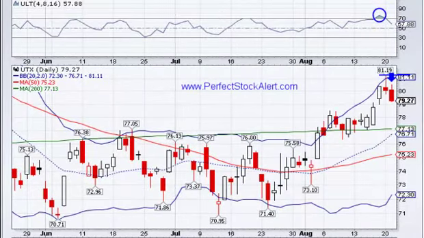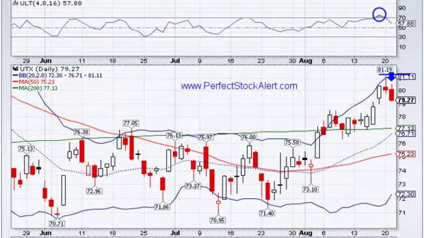Today is Tuesday, August the 21st, 2012. We'll be looking at United Technologies Corporation, ticker symbol UTX. Let me get the tools right here. Okay, here's your ticker symbol right there.